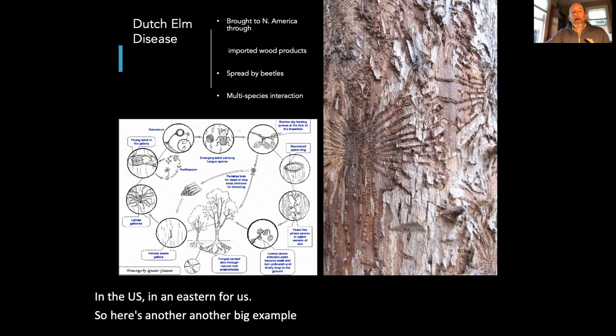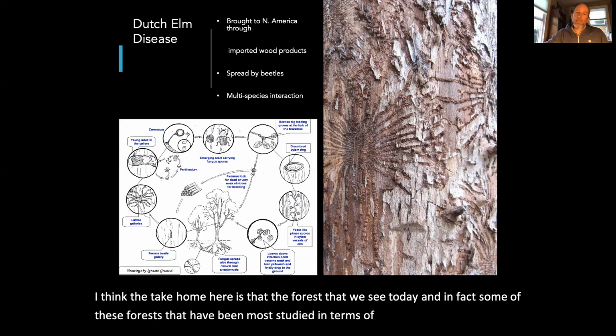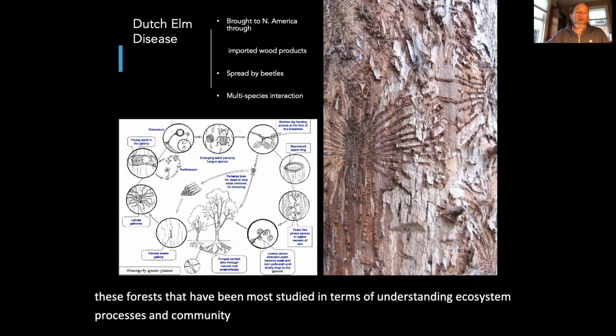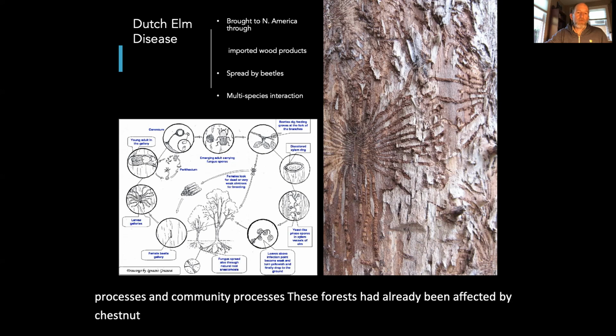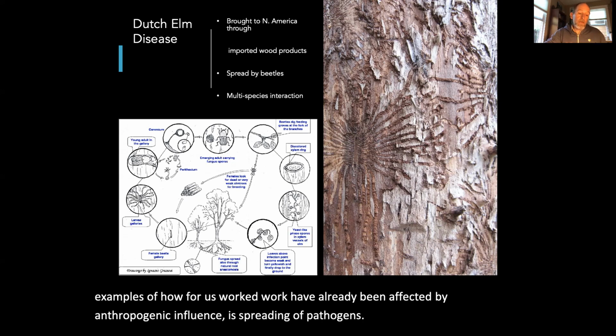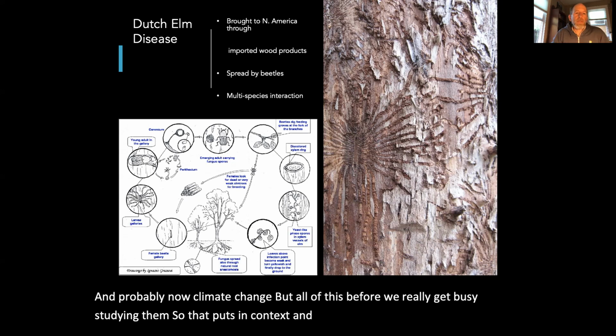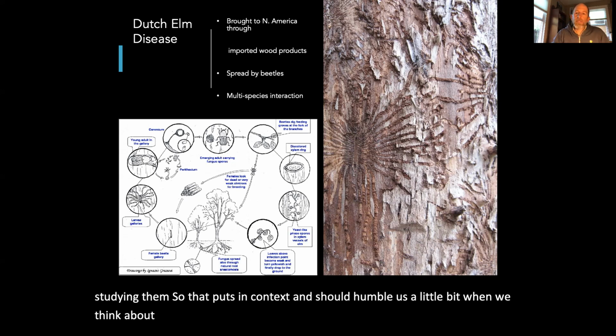So I think the take home here is that the forests that we see today, and in fact some of these forests that have been most studied in terms of understanding ecosystem processes and community processes, had already been affected by chestnut blight and Dutch elm disease. So the very forests that we're studying as examples of how forests work have already been affected by anthropogenic influences, spreading of pathogens, and probably now climate change. But all of this before we really got busy studying them. So that puts in context and should humble us a little bit when we think about how forests work, because if the major players have already been removed, then it's a different scene.